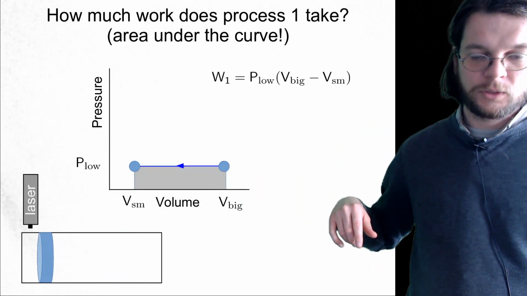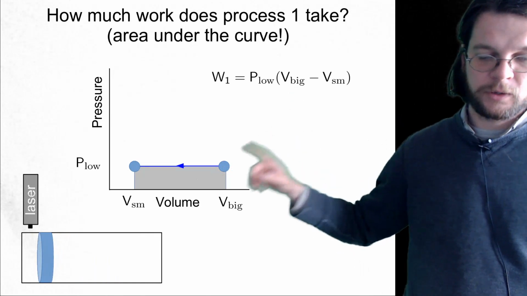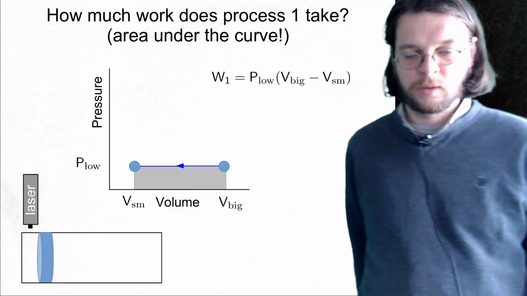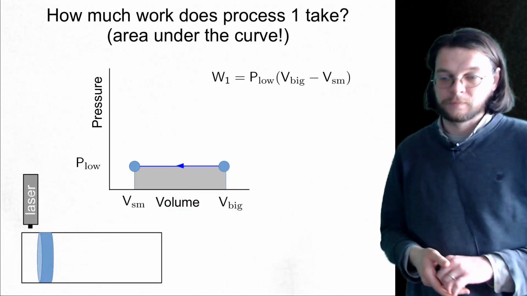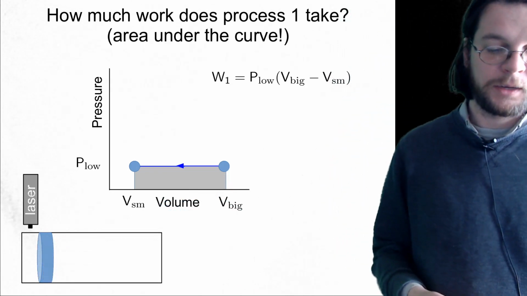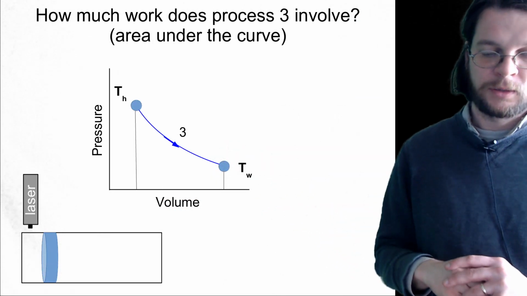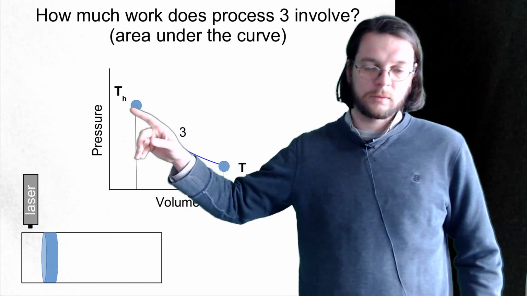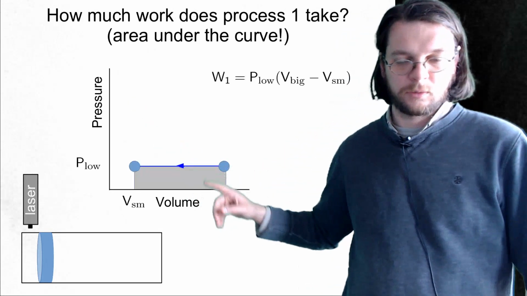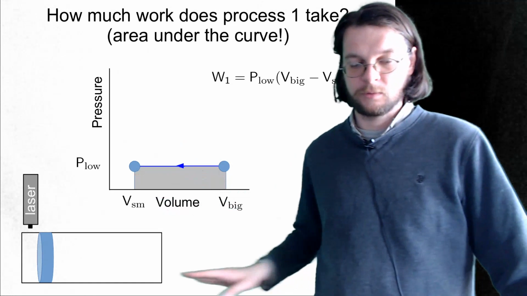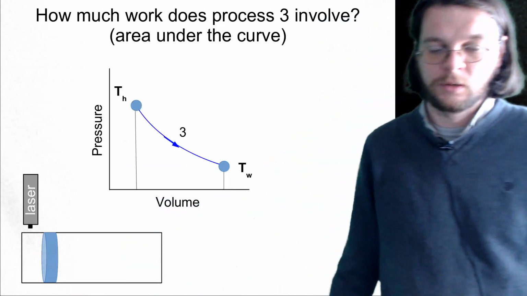So that's P low times the change in volume. We're going to go from this big volume out here down to this small volume like that. And so that's the work that's done. And if we think about the work that's done in step 3 here, this is the work that we have to do to the system to get the thing to compress. Like, this is how much we have to shove it, force times the distance.